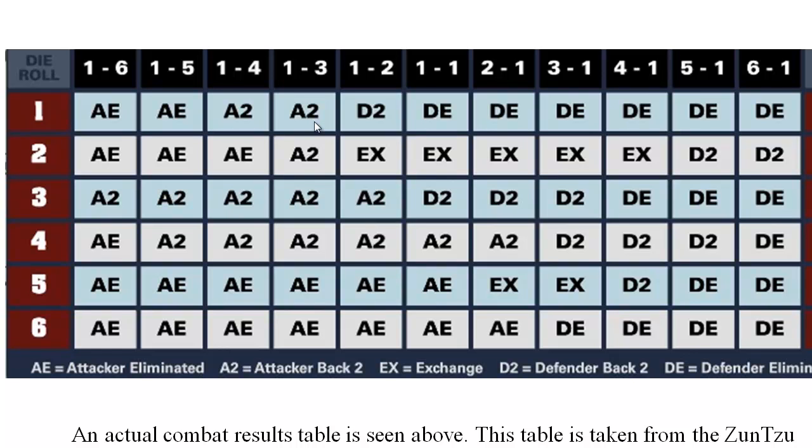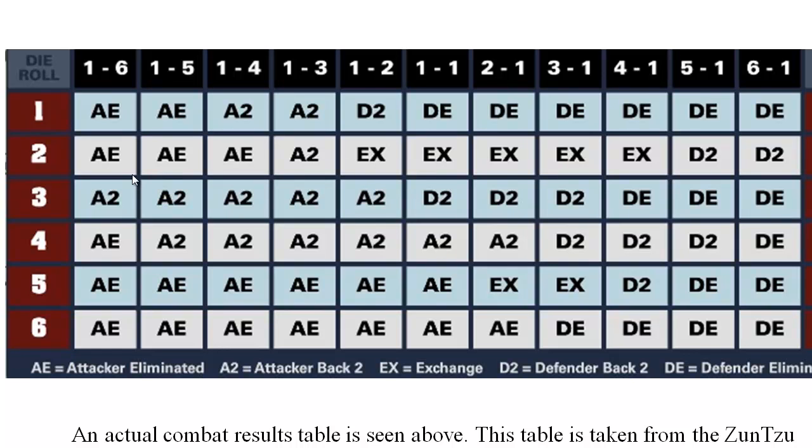At 1 to 3, there are only results unfavorable to the attacker. There are 4 A back 2s, there are 2 A limbs. Notice that the attacker takes fewer casualties at 1 to 3 than at 1 to 2 because he's driven back 2 squares rather than suffering an exchange.